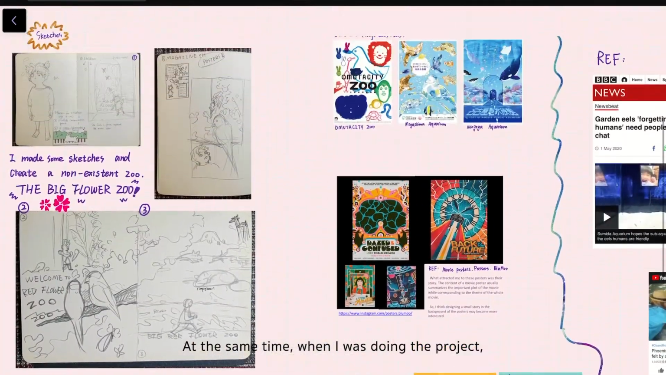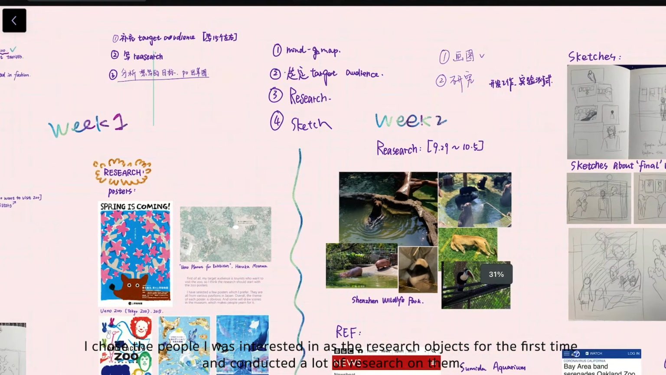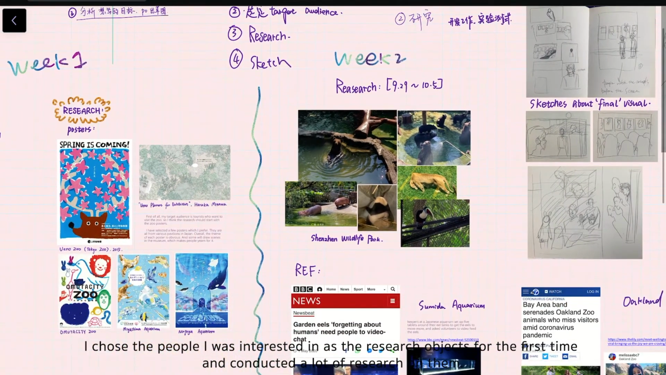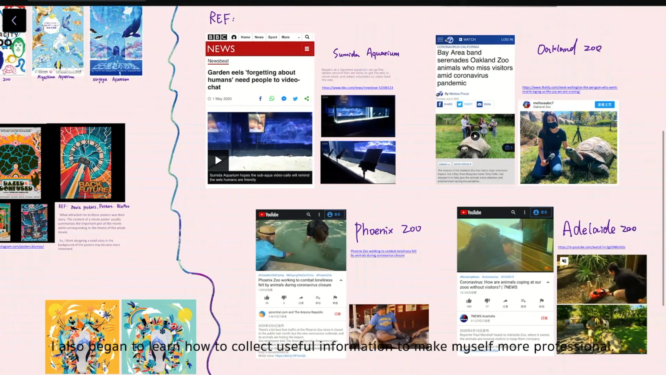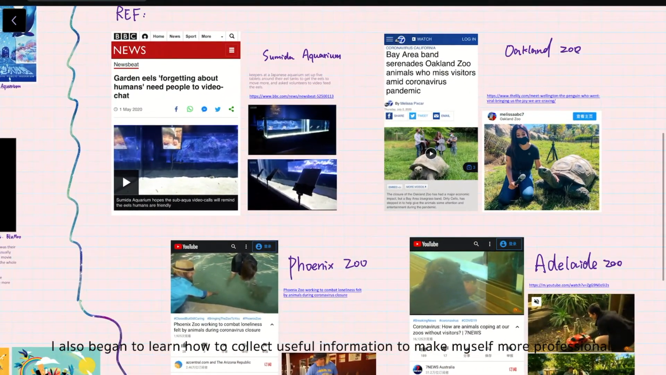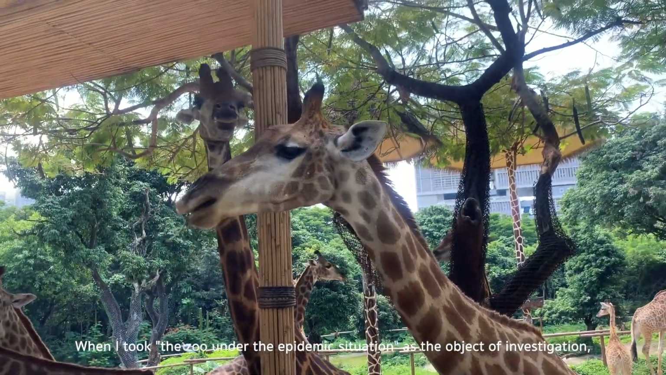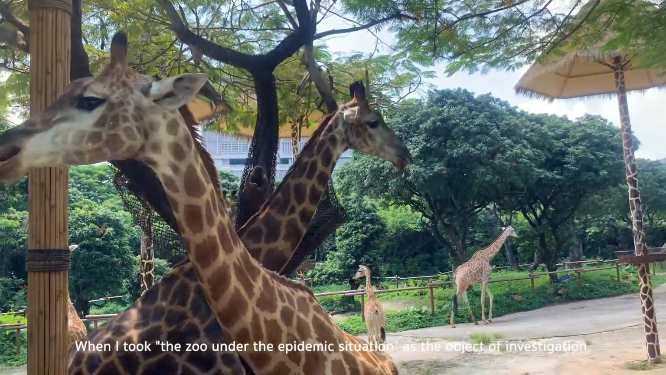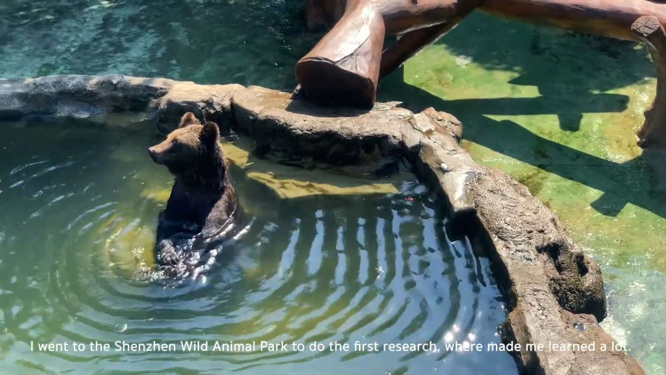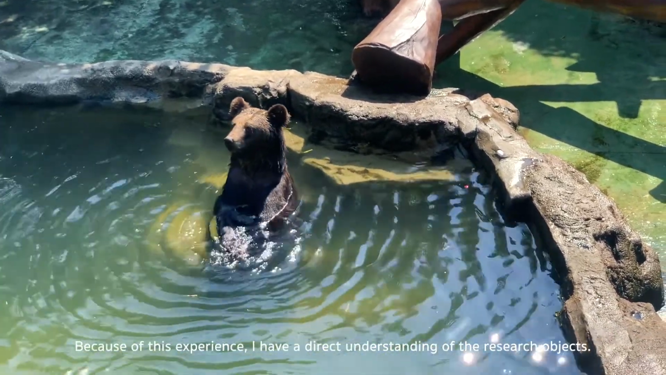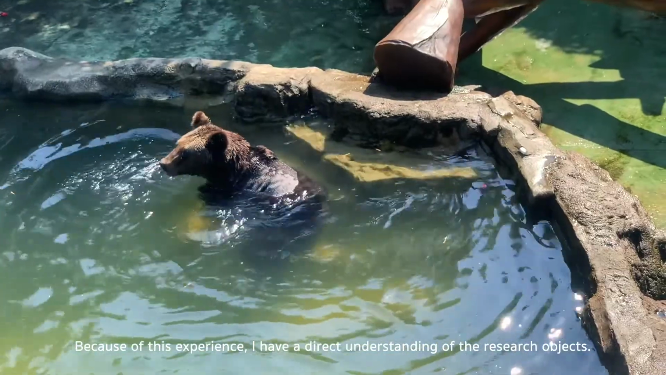At the same time, when I was doing the project, I chose the people I was interested in as the research objects for the first time and conducted a lot of research on them. In the process of research, I also began to learn how to collect useful information to make myself more professional. When I took the zoo under the epidemic situation as the object of investigation, I went to the Shenzhen Wild Animal Park to do the first research, which made me learn a lot. Because of this experience, I have a direct understanding of the research objects.